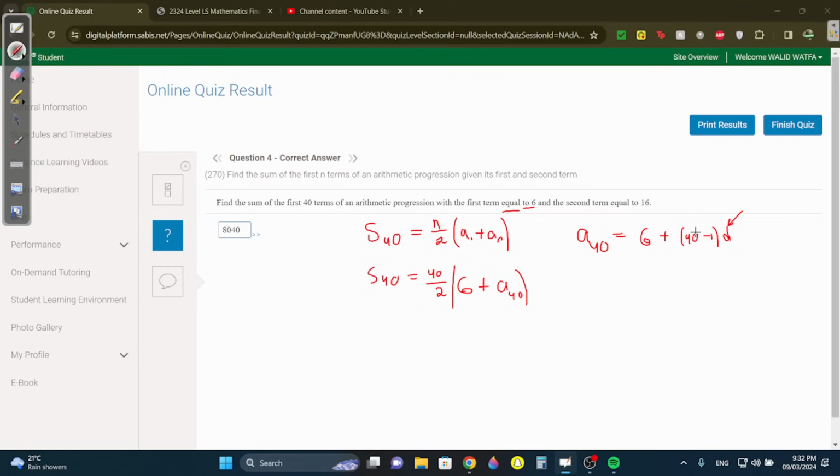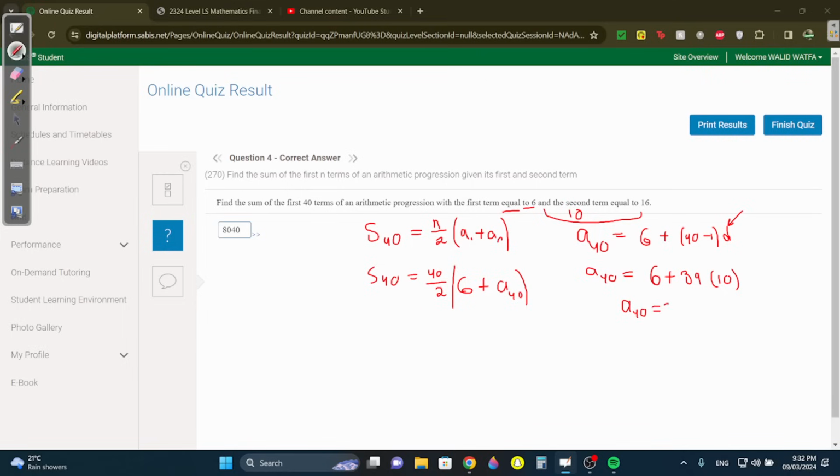We don't have the constant difference, but we can easily find it. 16 minus 6 is 10. So 6 plus 39d, because 40 minus 1. So d, we said, is 10. Because we found that d is 10. 40 minus 1 is 39, so 39 times d, and d is 10, so 39 times 10. A40 equals 6 plus 39 times 10, 6 plus 390.